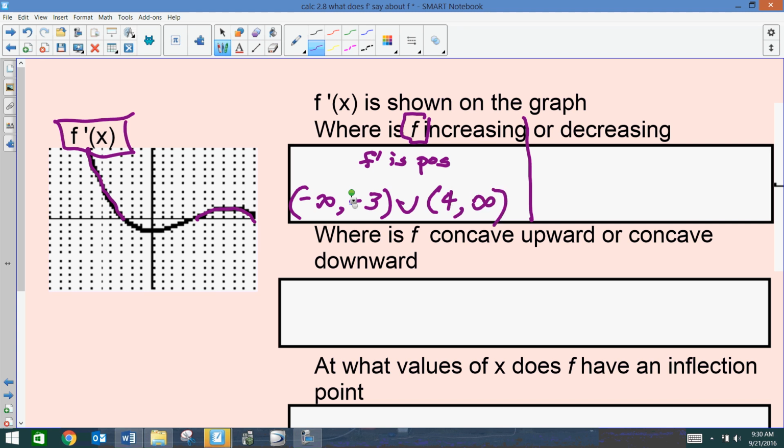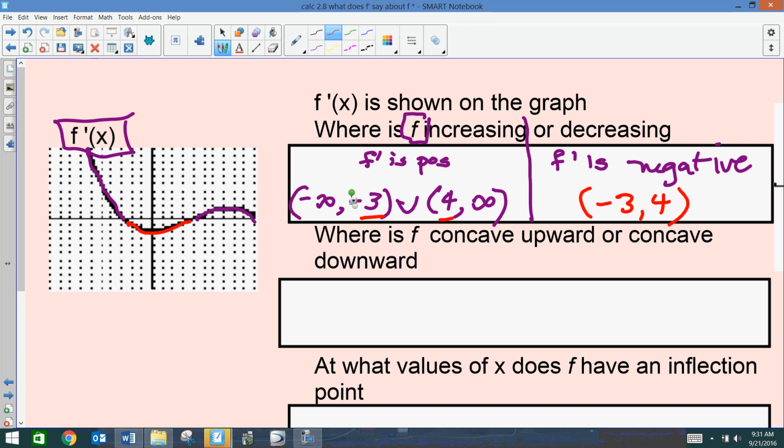By the same token, decreasing would be where F prime, which is what we're looking at, is negative. F prime is negative on this piece right here, below the x-axis. So of course, if we follow this same thing, that must be from -3 to 4.